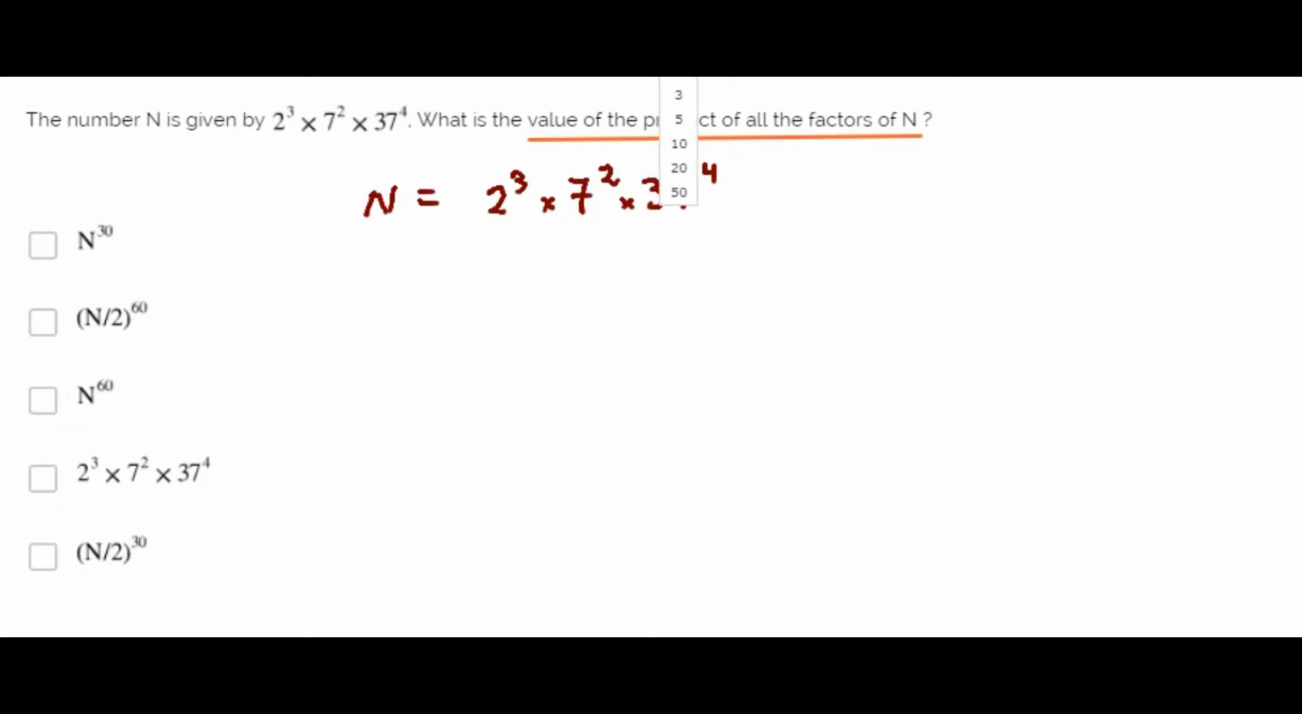So, first of all, we will try with small numbers in order to find a pattern. What if n is number 2? If n is 2, the factors of n are 1 and 2, and the product of factors is 2. In other words, is equal to n to the 1st power.